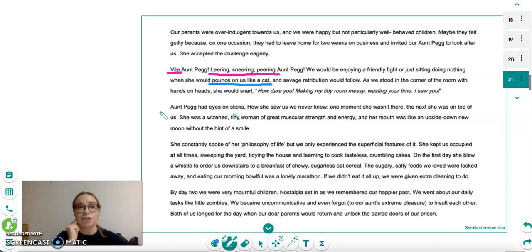Now, can I ask you to zoom in a little bit on the word pounce? That's a very deliberate word choice. She could have used a different word. She could have used jump. What effect do you think the word pounce has on us as a reader? What does it communicate?